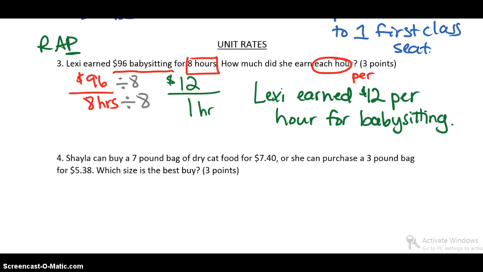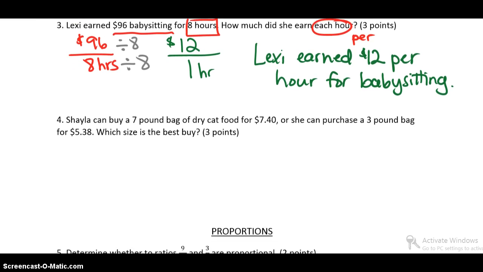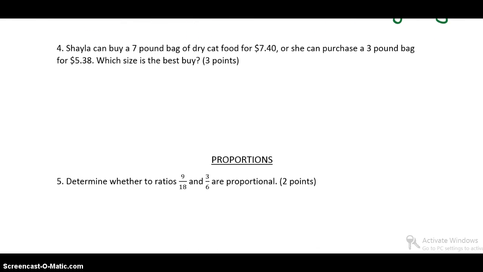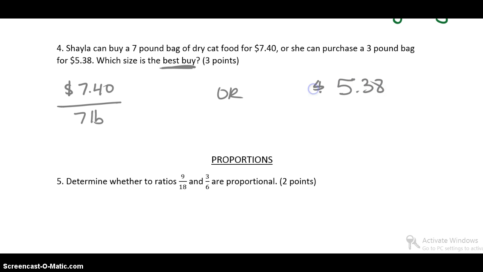Now the next one. Shayla can buy a 7-pound bag of dry cat food for $7.40. Or she can purchase a 3-pound bag for $5.38. Which size is the best buy? So we're looking for the best buy here, which means we want to find out in these two situations how much money per pound these dry cat food bags cost. So right now we have $7.40 for a 7-pound bag, or a 3-pound bag for $5.38. So I want to find out per pound here.